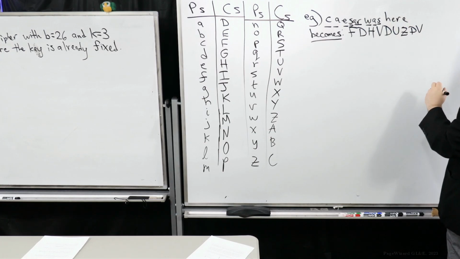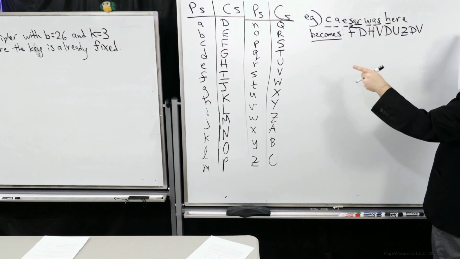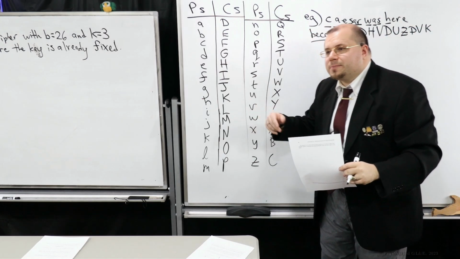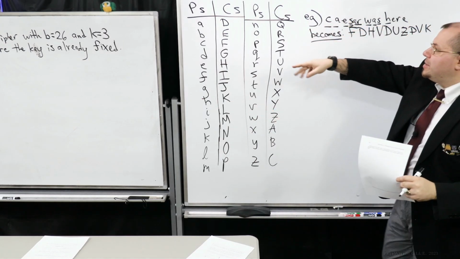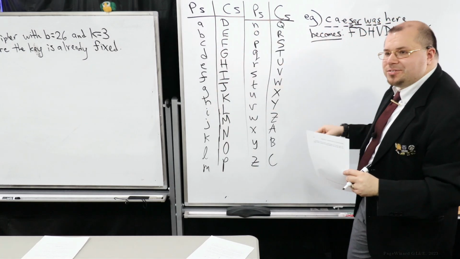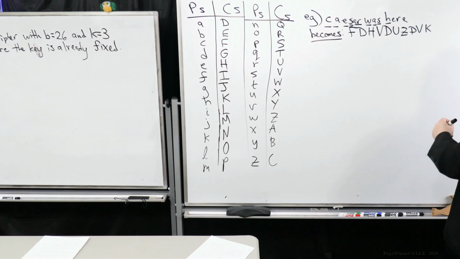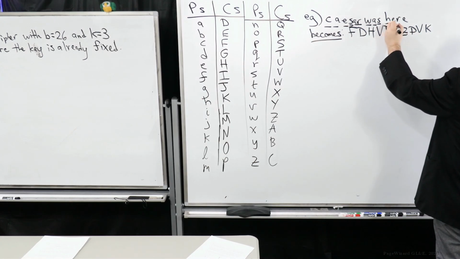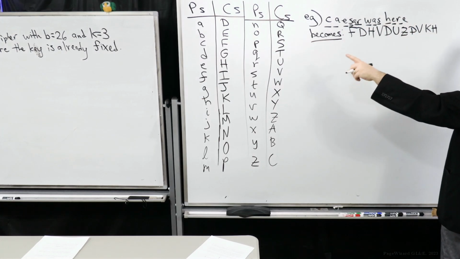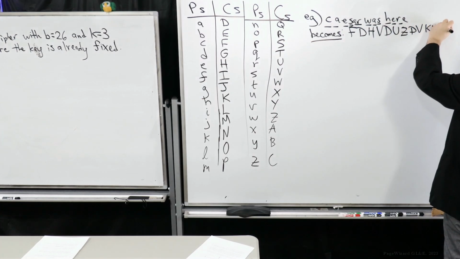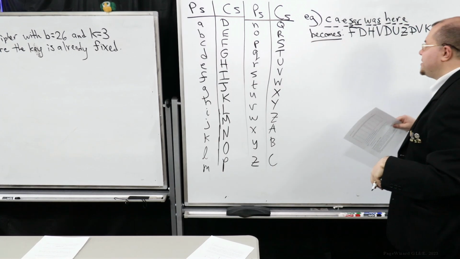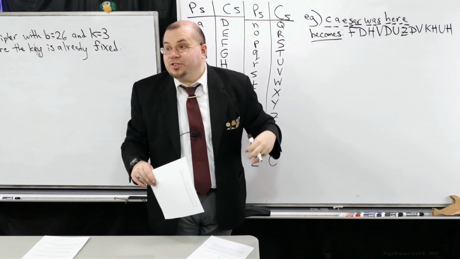We have V, then we have H. H is K. So remember H over here, it's K right here. So I'm just looking up on the plaintext symbol side and getting the corresponding ciphertext symbol. Then we have E. E is H. R, U, and then we have H again. And there's our ciphertext for Caesar.